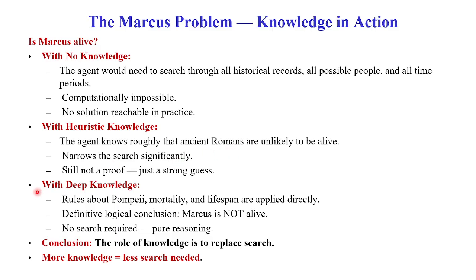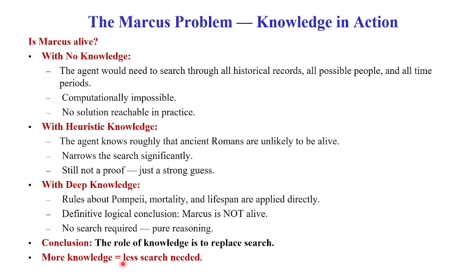Suppose if it is a deep knowledge based agent, then it knows all the rules about Pompeii, mortality, and lifespan. They are applied directly. So, definitive logical conclusion that Marcus is not alive. It's a proof. No search is required. It's pure reasoning. So, what we conclude is the role of knowledge is to replace search. Very, very important topic, right? So, when you have more knowledge, less search is needed.